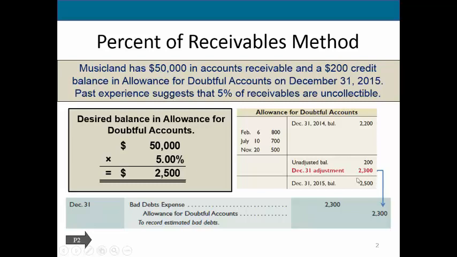If we went ahead and booked the full $2,500, we would end up having $2,500 plus the $200 that was already in there. That would be too much. Because remember, we're basing this off of our accounts receivable amount. So this amount that's already in there is based off of what was in our accounts receivable in previous years. So we don't want to double count that. So instead, we go ahead and calculate what we should have, look at what we already have, and the difference between is the adjustment that we need. And that adjustment is going to be the current year's bad debt expense.